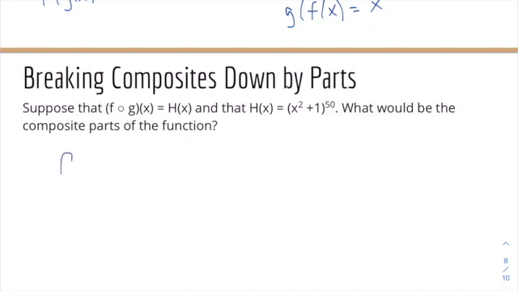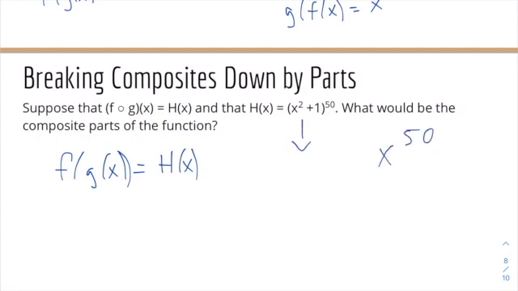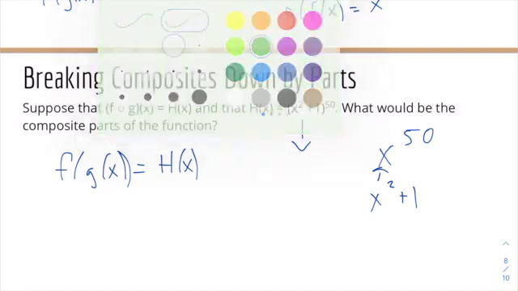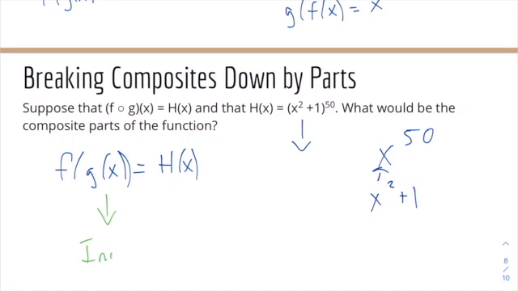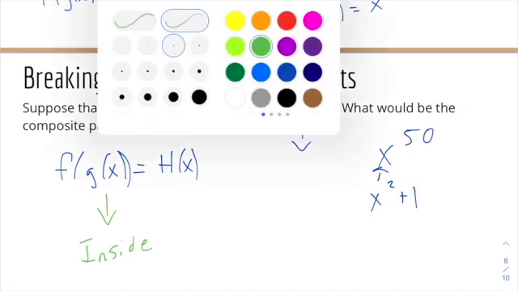So suppose that f of g of x is equal to h of x, and that h of x is equal to x squared plus 1 to the 50th power. What would be the composite parts of the function? So here, the easiest thing to look at is say that I've got x squared plus 1. It looks like I've got a function x to the 50th with another function x squared plus 1 that has been plugged into that function x to the 50th power. My inside function here is g of x. My function that I'm plugging it into is f of x.